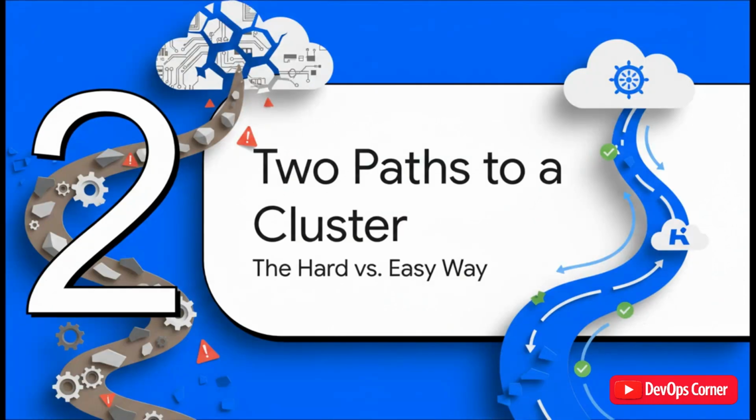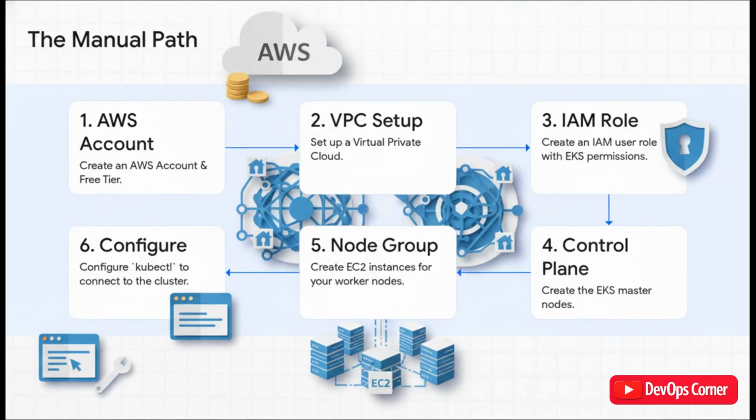Now, when you decide you want an EKS cluster, you're standing at a fork in the road. There are two paths you can take. There's the manual, click every button, configure everything yourself path. Let's call that the hard way. And then there's a much simpler path, the easy way. We're going to take a quick peek at the hard way just so we can truly appreciate how awesome the easy way is.